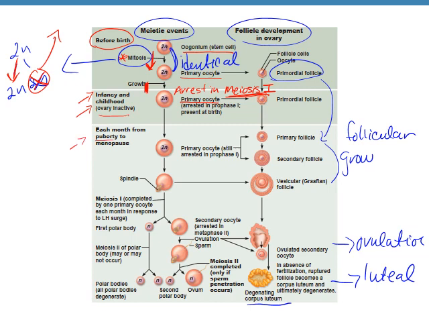Now puberty kicks in. So each month, this primary oocyte is going to finish meiosis 1. So every month, one of your primary oocytes is signaled to complete meiosis 1. And we'll talk about the hormones in a minute. So meiosis 1 is complete.